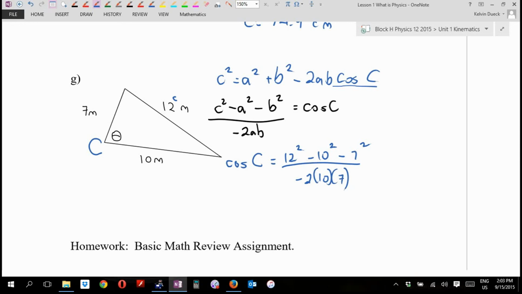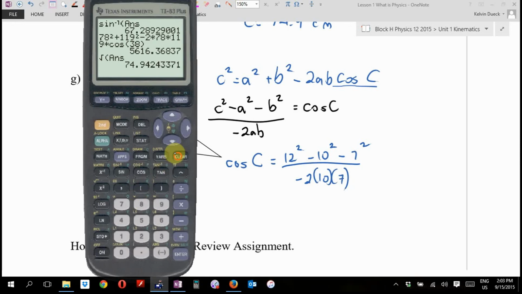Quick question, Clay. It might be a good question. You okay? Notice there's a fraction here. Is there more than one number in the top? Brackets. Is there more than one number in the bottom? So I'm going to go bracket 12 squared minus 10 squared minus 7 squared. I'm going to close the top off. I'm going to go divided by. I'm going to go bracket negative 2 times 10 times 7, and I'm going to close off the bottom.